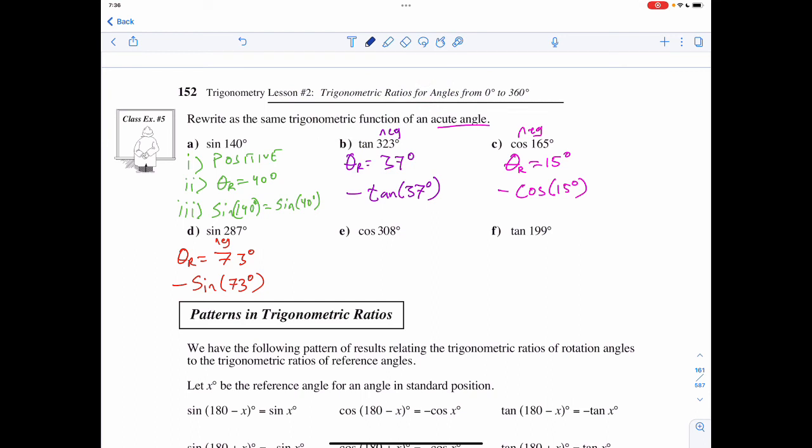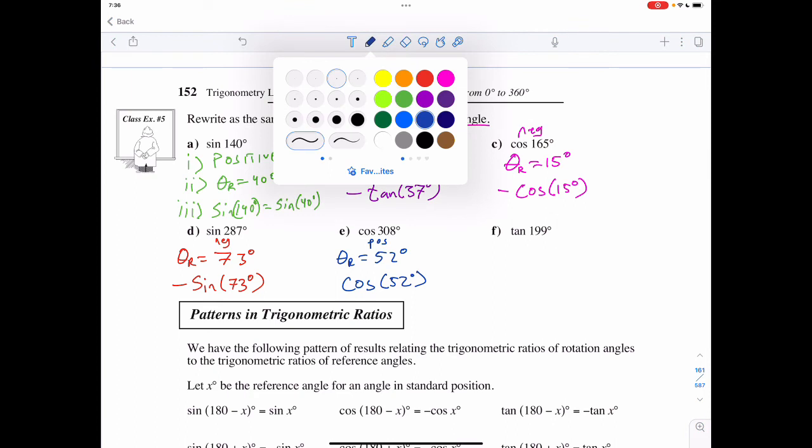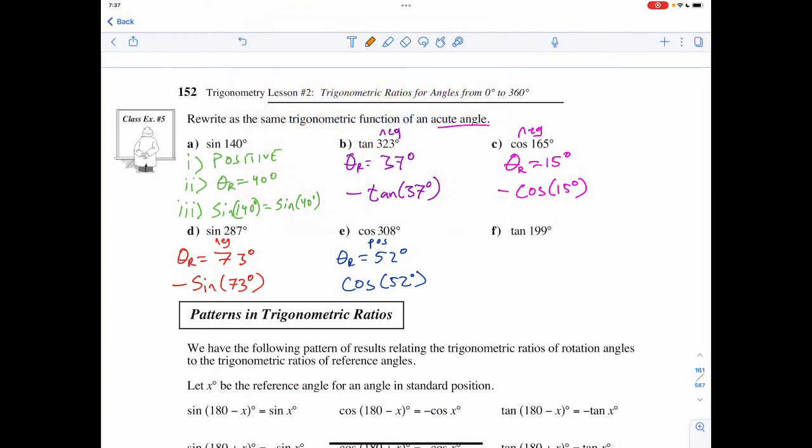For cos of 308, this is going to be positive. The reference angle in this case is going to be 52 degrees. So it would be just cos of 52 degrees would be the same thing. And last but not least, for tan of 199, this is going to be in quadrant 3, so it's going to be positive. The reference angle is going to be 19 degrees, and this would just be tan of 19 degrees.